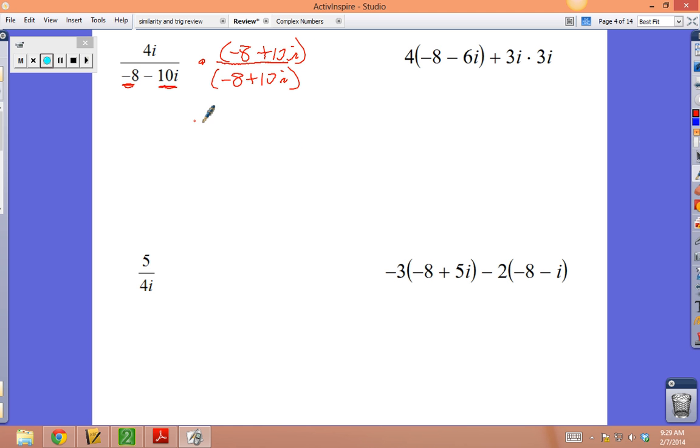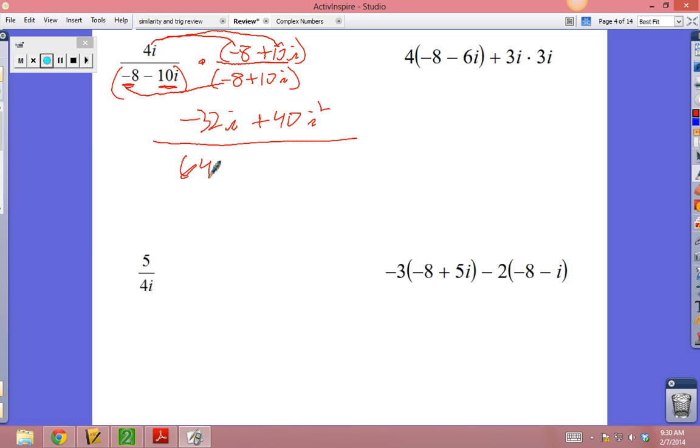So my top is going to be 4i times negative 8, that's negative 32i. 4i times 10i is going to be 40i squared. On bottom, I got to distribute. And because you chose the conjugate, there's going to be a lot of stuff that cancels out. Negative 8 times negative 8 is positive 64. Negative 8 times 10i is negative 80i. Negative 10i times negative 8 is going to be positive 80i, and these will zero each other.